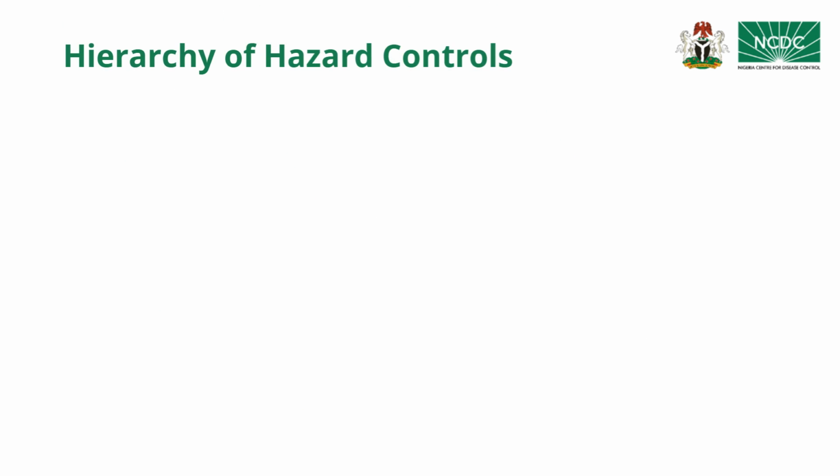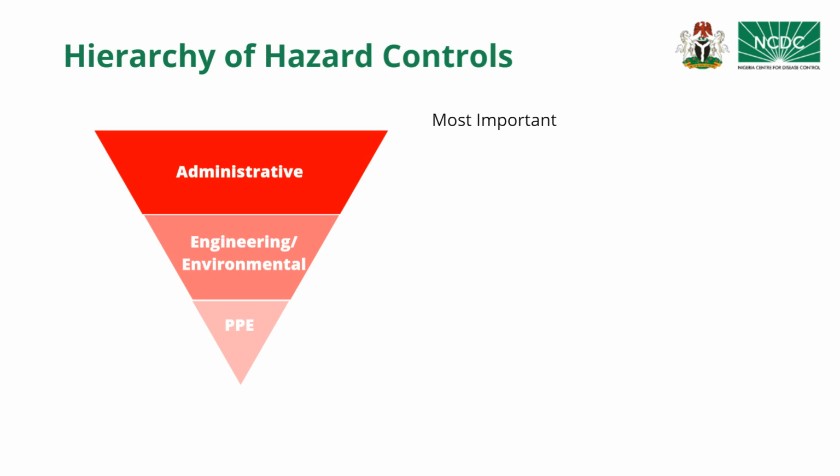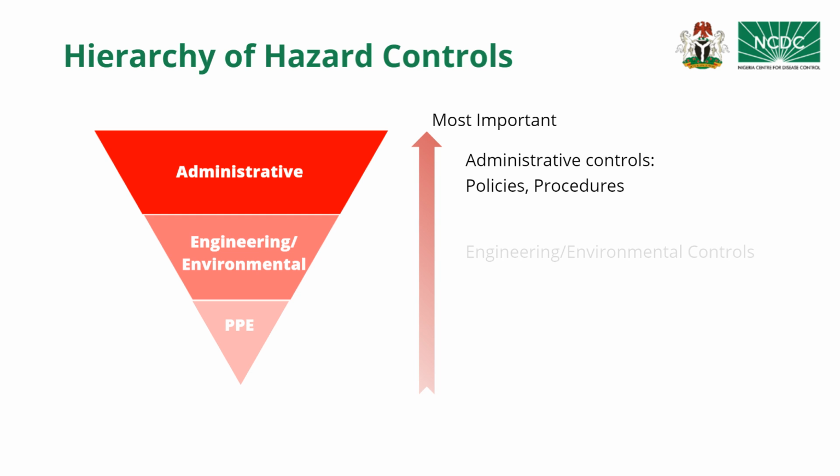On the hierarchy of hazard controls, the most important control to be implemented is the administrative control, followed by the engineering and environmental controls and the appropriate use of PPE. Please note that this does not mean the engineering and environmental controls or the use of PPE are unimportant. It is crucial that the appropriate PPE is used by health workers that care for COVID-19 patients. As mentioned earlier, these controls must be implemented together to ensure effectiveness.